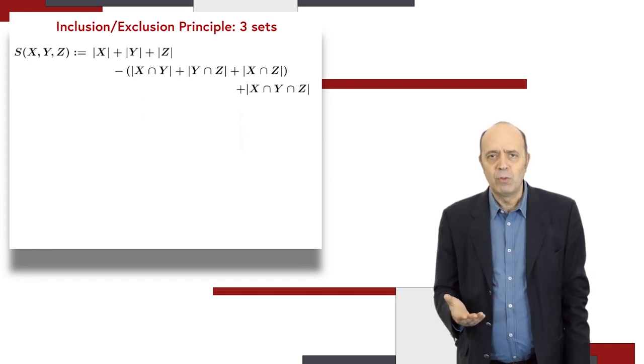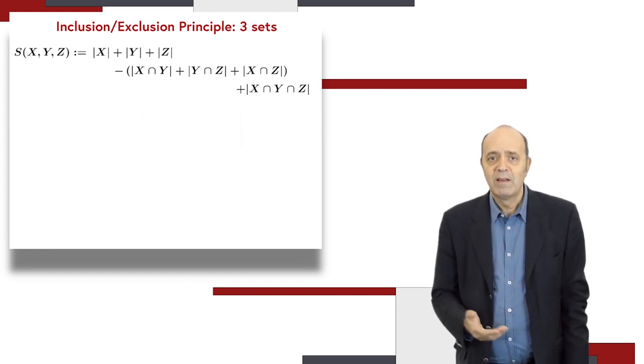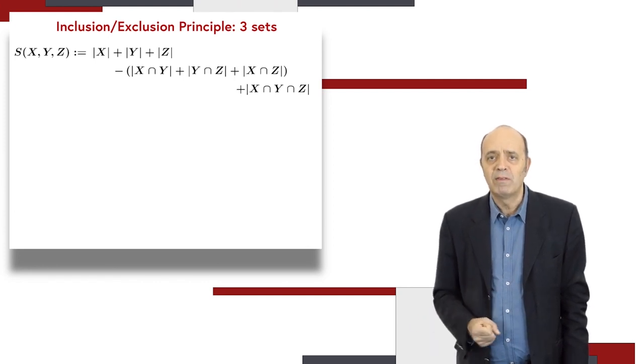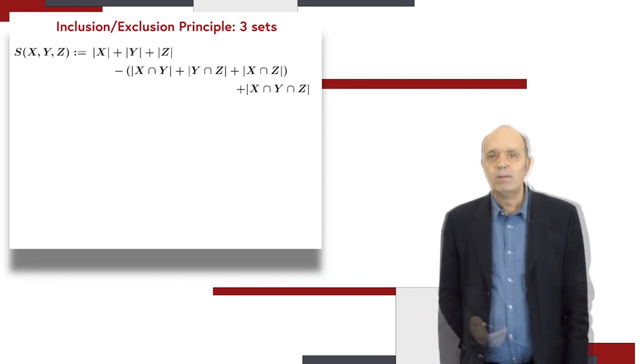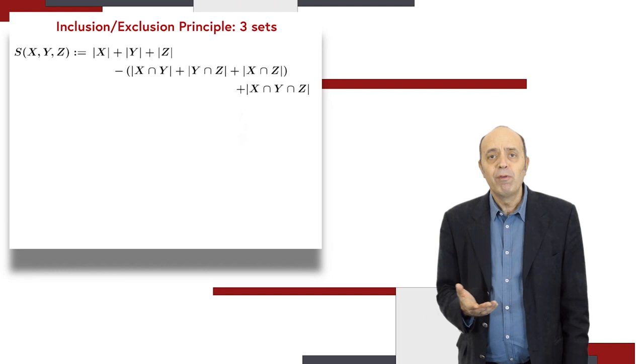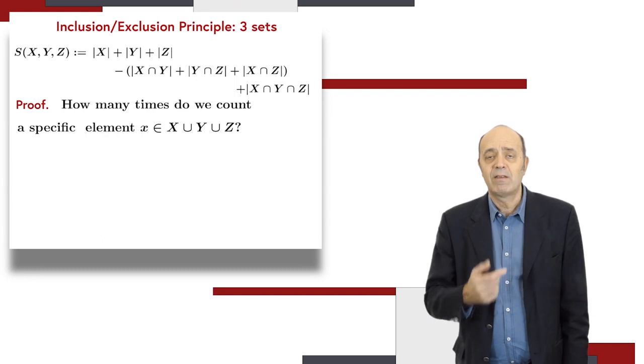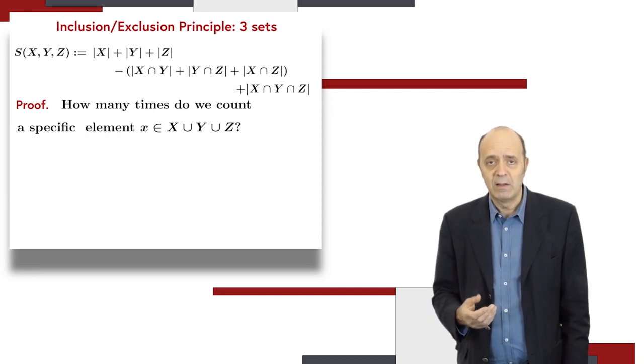Well, let us introduce the term S, which is the right-hand side term of the above equality, that is the sum of the elements of X, Y, and Z, minus the sum of the elements of the intersections taken 2 by 2 of these sets, plus the number of elements of the intersection of the 3 sets. The proof goes as follows. We consider an element small x of the union of X with Y with Z, and we look how many times small x is counted in the sum S.